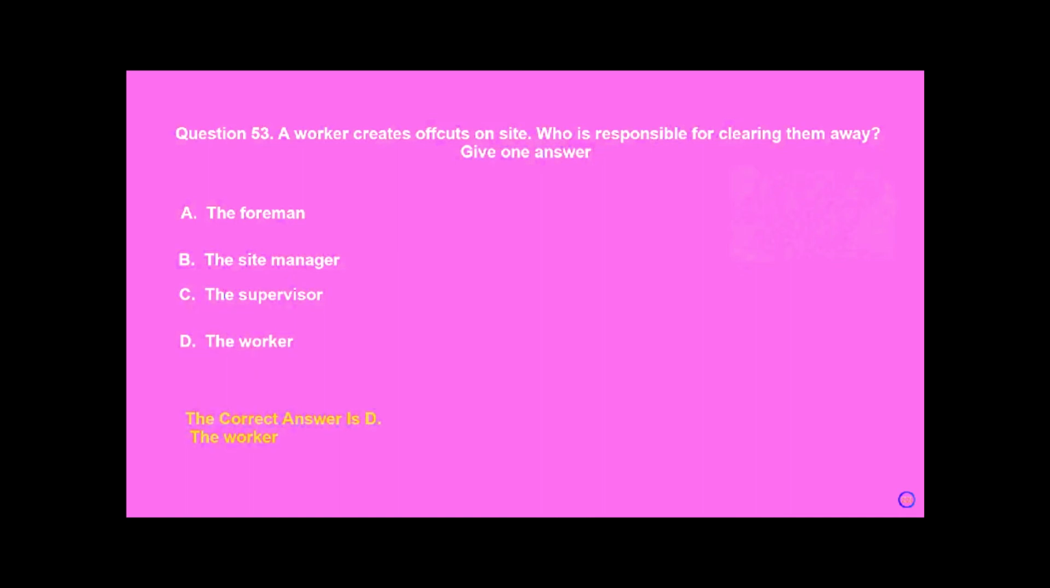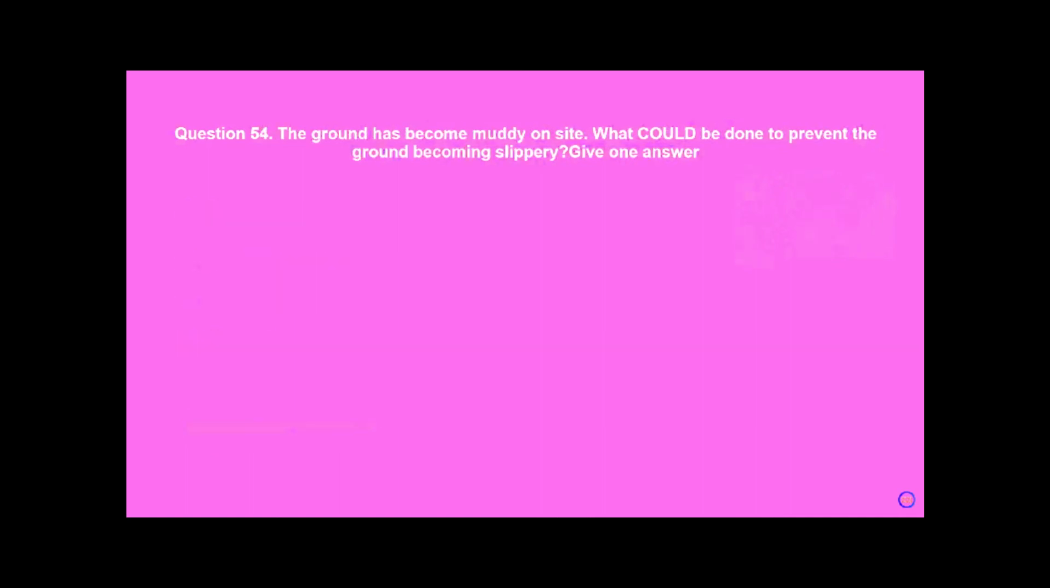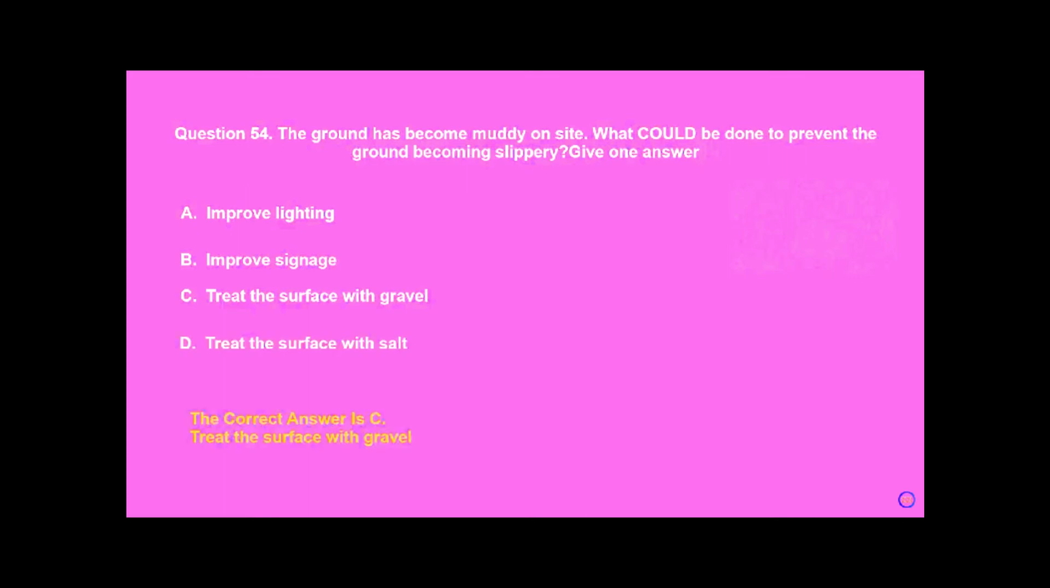The worker. Question 54. The ground has become muddy on site. What could be done to prevent the ground becoming slippery? Give one answer. A. Improve lighting. B. Improve signage. C. Treat the surface with gravel. D. Treat the surface with salt. The correct answer is C. Treat the surface with gravel.